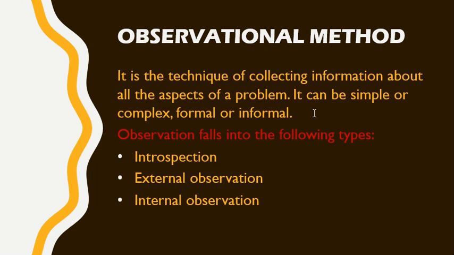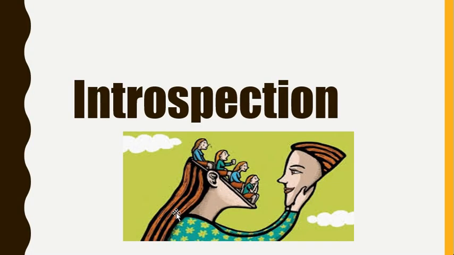So, on the basis of nature and objectives, the observation falls into the following types. Number one, introspection. Number two, external observation. Number three, internal observation. So, we are going to discuss these types one by one in detail. Okay, so let's discuss what is introspection.